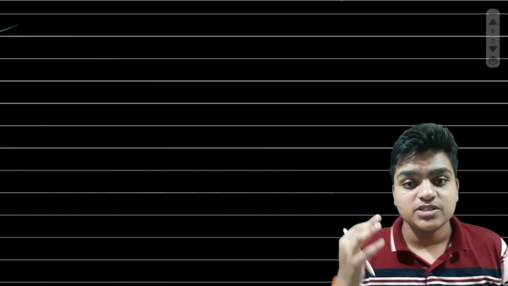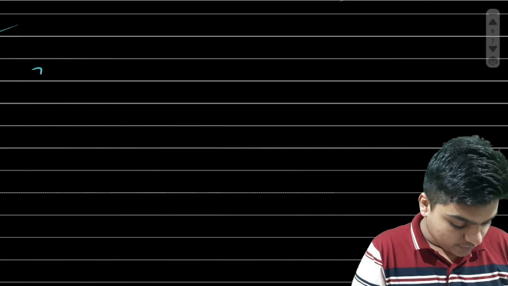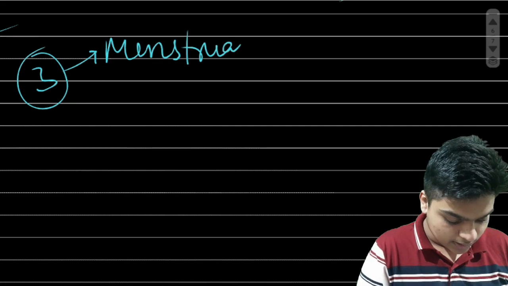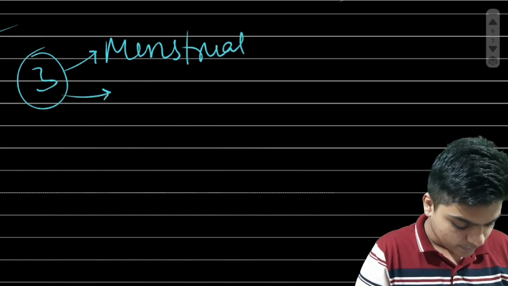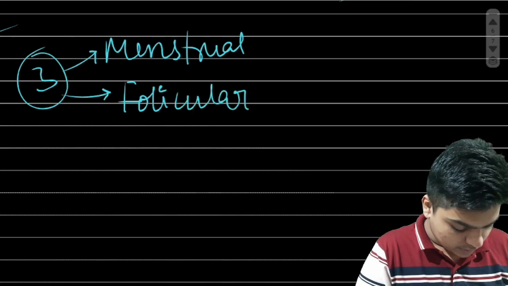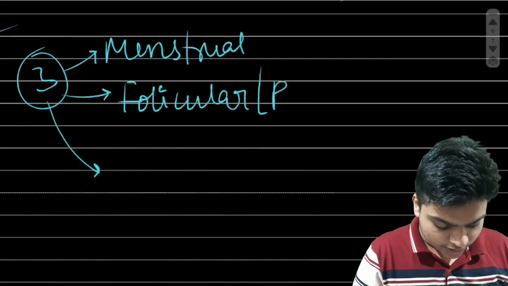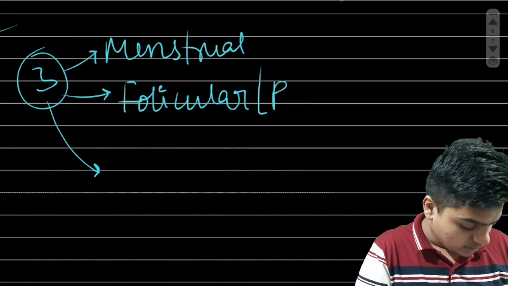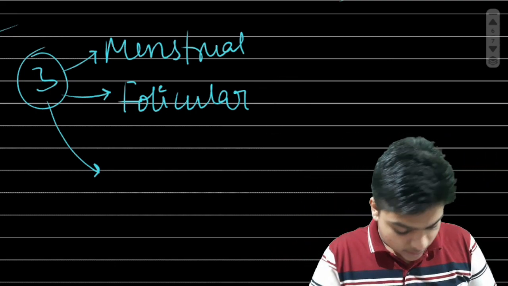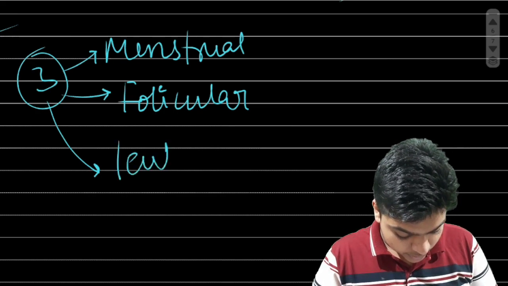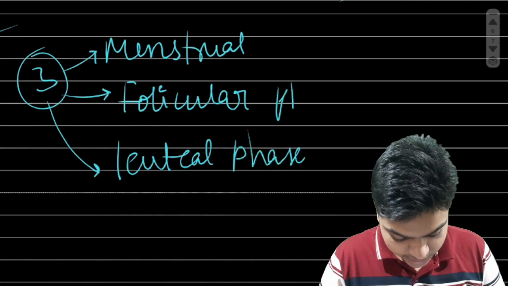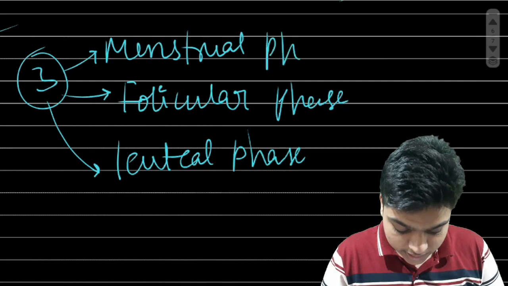The menstrual cycle happens in three phases. The first phase is the menstrual phase. The second phase is the follicular phase or proliferation phase. I'll talk about why we call it the proliferation phase a bit later. The third is the luteal phase. With these three words, you can understand their meaning.